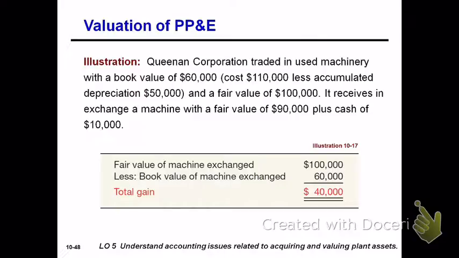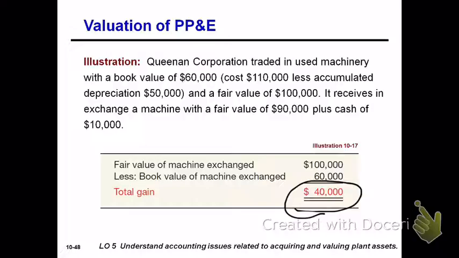So we have used machinery with a book value of $60,000. The cost was $110,000. Depreciation was $50,000. So that gives us the $60,000. The fair value is $100,000. So if we take the fair value minus the book value, we've got a gain of $40,000. In addition to the machine with a fair value of $90,000, we're going to receive cash of $10,000.